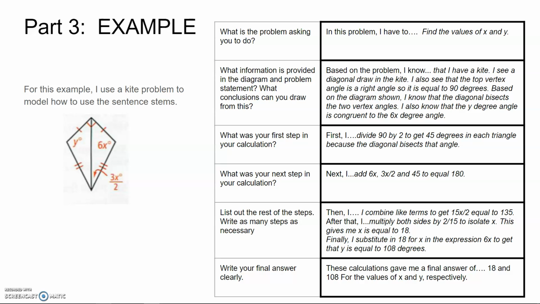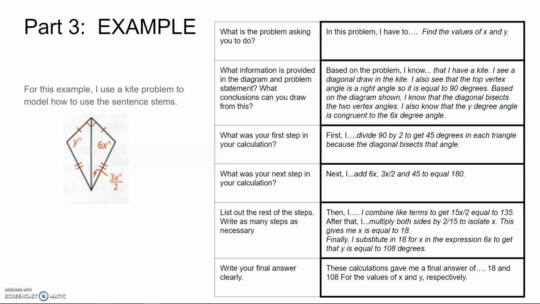Now in this next part, I leave you guys that last box because you might have one step, you might have 4 steps. So take as many steps as you need for that last sentence. So here I actually have 3 sentences. Then I combine the like terms to get 15x divided by 2 equal to 135. After that, I multiply both sides by 2 over 15 to isolate x. This gives me x is equal to 18. So you notice that I tell you what operation I'm doing, and I'm telling you what the answer is. So the operation is multiplying, the answer is 18, or combining like terms and what that gives me.